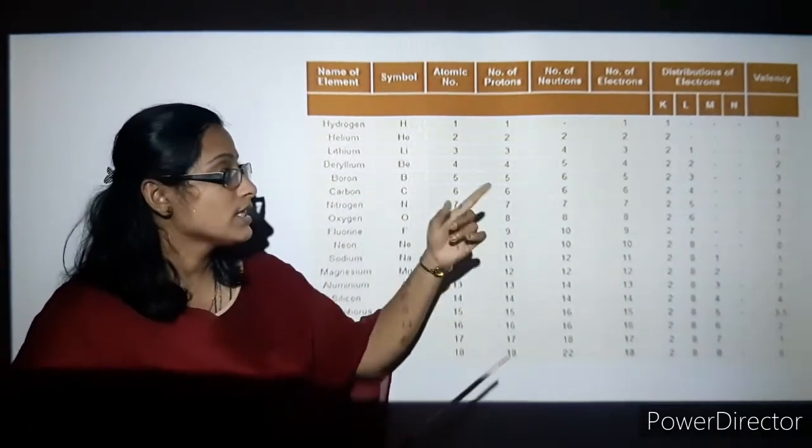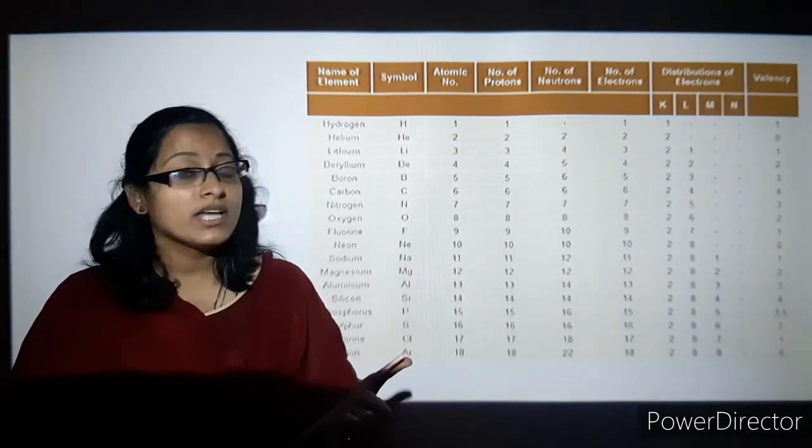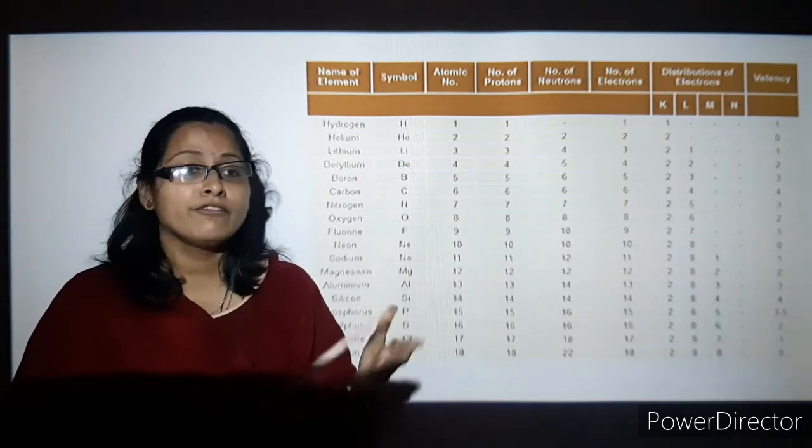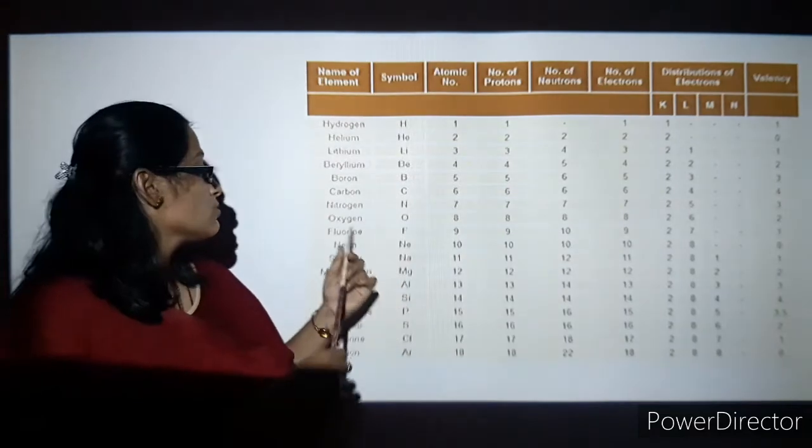Finally, the valency there is 0, 1, 2, 3 and 4. So above that, don't even imagine that 5 valency is there. So let's understand how it is working next.